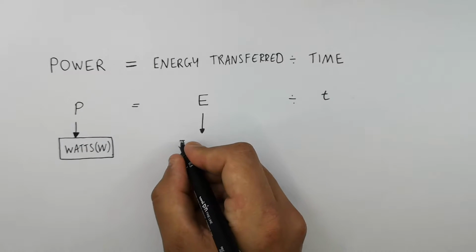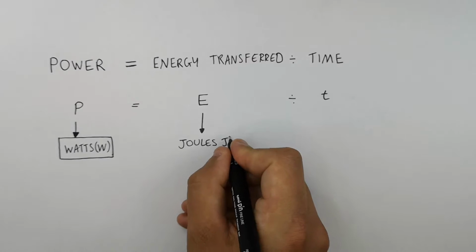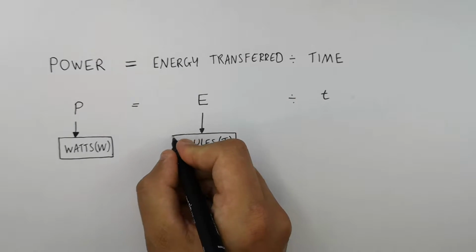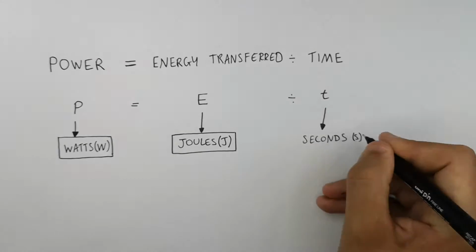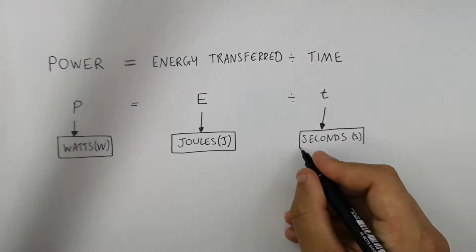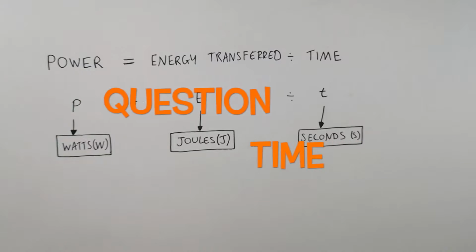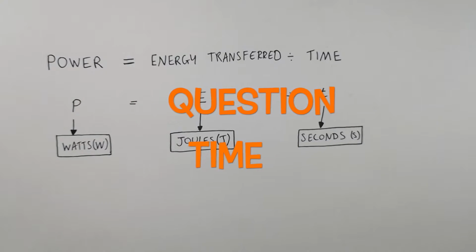Energy is always joules, and that is an uppercase J. So energy is joules with an uppercase J. And T is seconds. So time is seconds with the symbol S. It's question time. Attempt these questions to check your understanding.